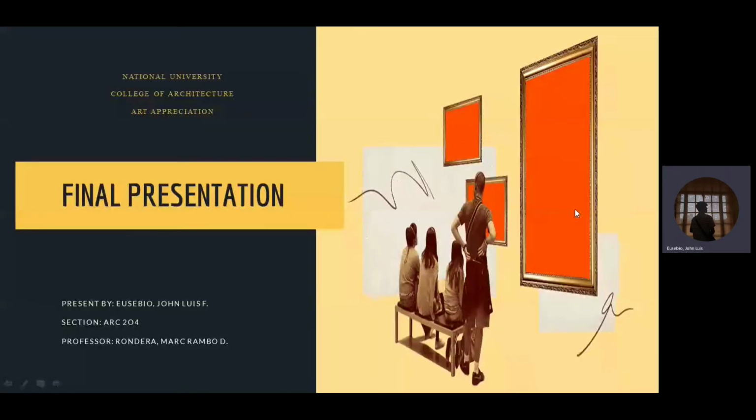For today's presentation, for this final project, I will present an iconographical analysis about the famous painting The Triumph of Death by Breugel the Elder in 1562.